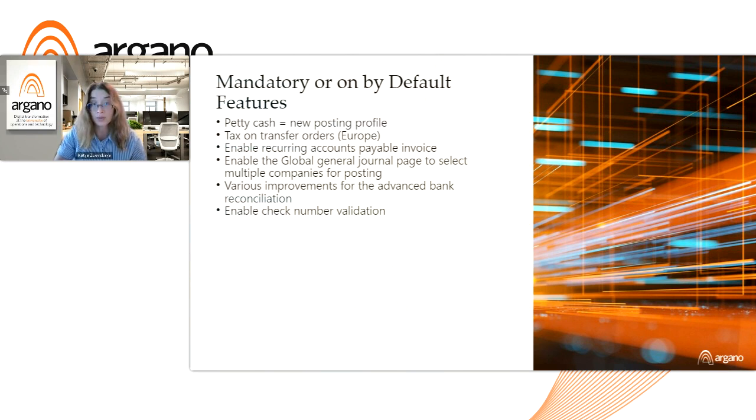There is a tax on transfer orders that will apply to European operations. There is on recurring accounts payable invoices. Global General Journals page, you can select multiple companies to post journals. As I mentioned, there are various improvements for the advanced bank reconciliation, and they're on by default right now, so they're there for you to use. And the check number validation is enabled by default as well.